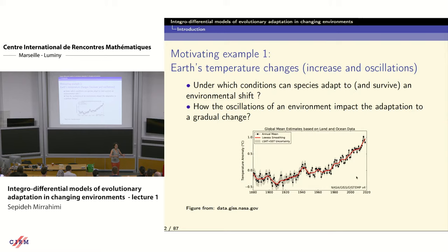Okay? And then we could wonder under which conditions, with such a change of environment, for instance the temperature, the species will be able to adapt by Darwinian evolution to the environment so that they would survive and not get extinct. Another question that we could ask is how important these oscillations are. What are the impacts of these oscillations on the adaptation of the population to an environment that is changing gradually, but also has some oscillations, on the dynamics of the populations, okay?